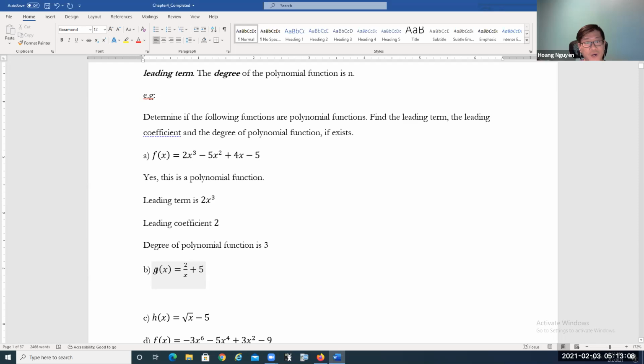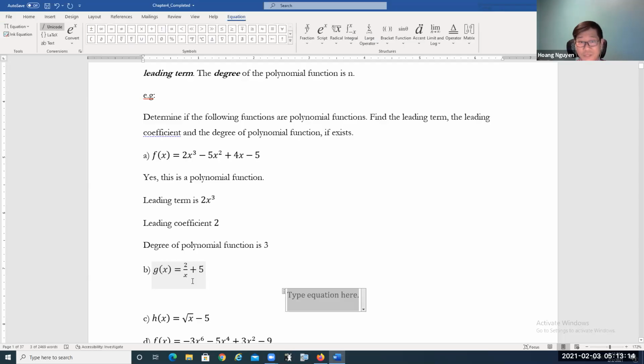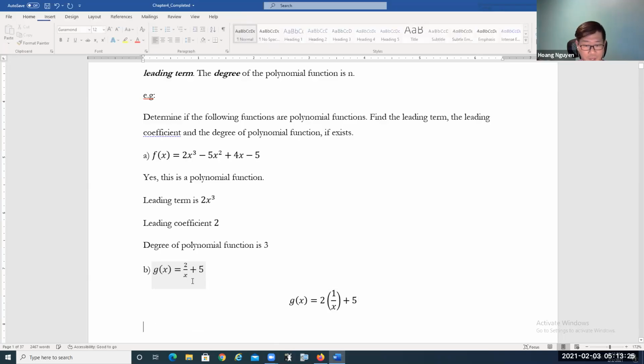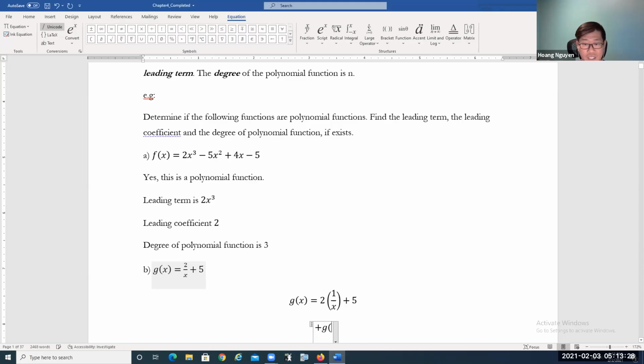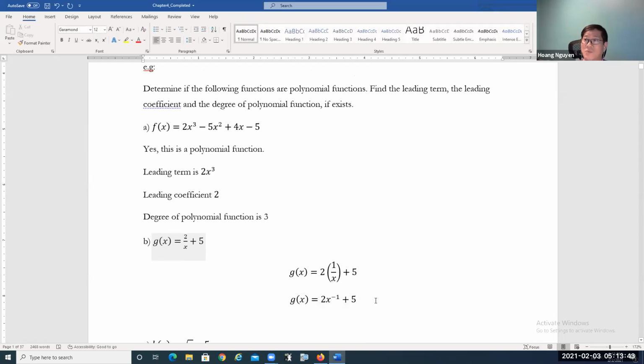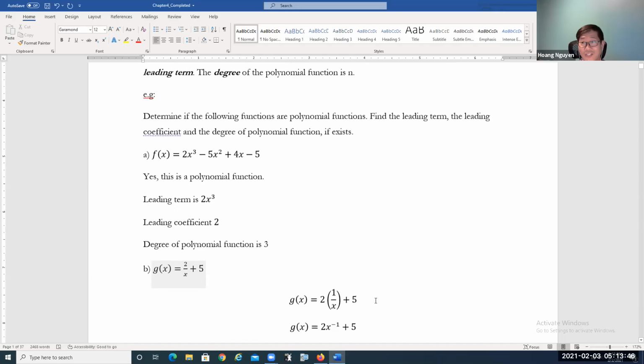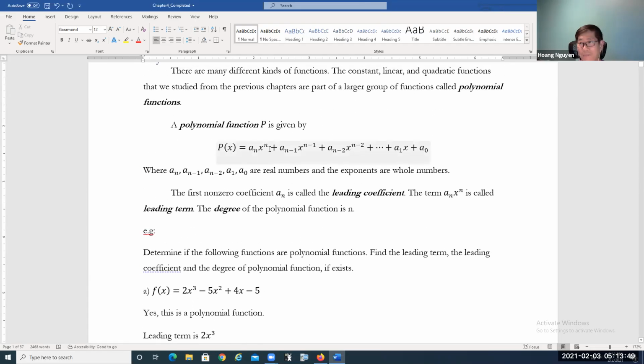This function g of x has the term 2 over x right here. I'm gonna rewrite that term, if you know the exponent rule from the past. We can rewrite g of x as 2 times 1 over x plus 5. Whenever you have 1 over x, I can rewrite that as x to the power negative 1, plus 5. You have to rewrite the term in the form a times x to the power n.